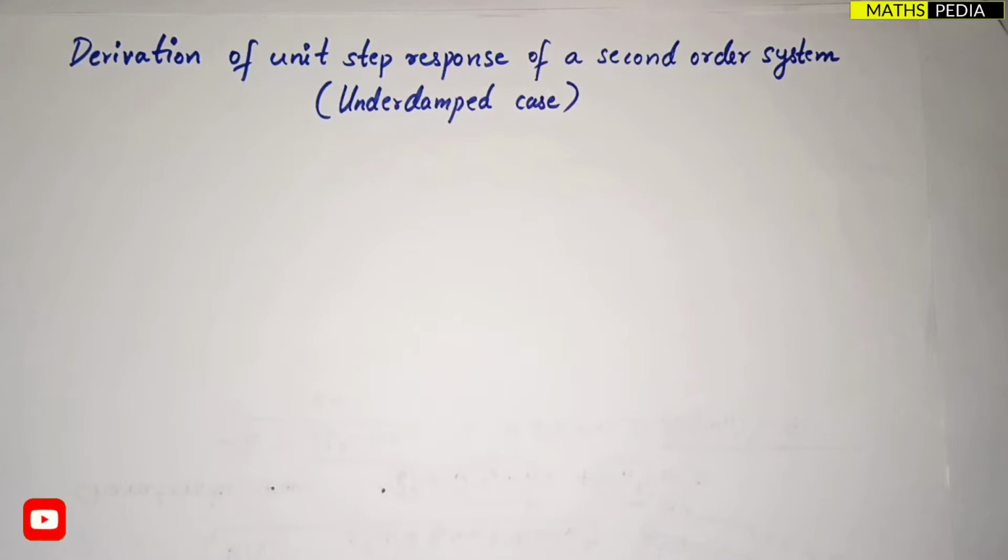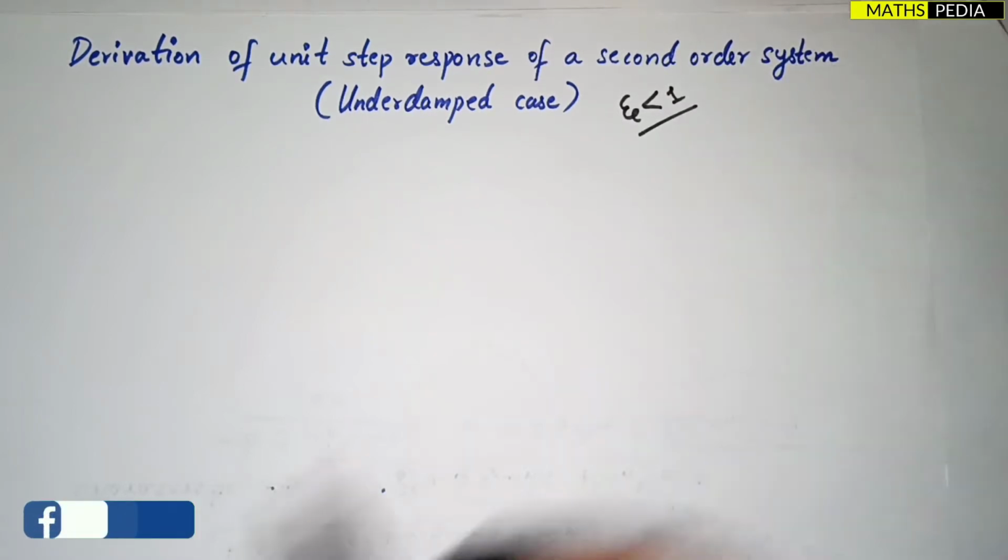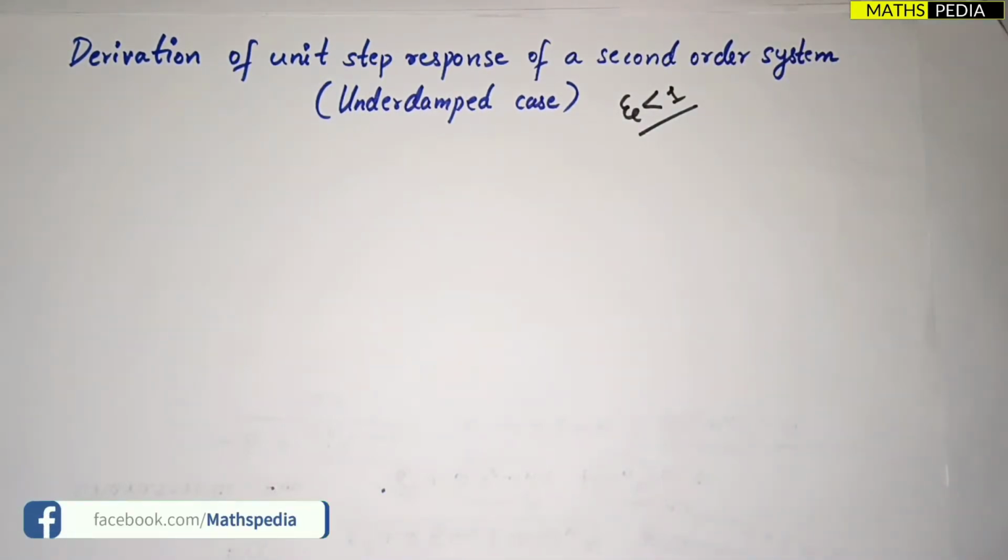Hello guys, in this video we'll be discussing the derivation of the unit step response of a second order system for the underdamped case. Underdamped basically means the zeta value will be less than 1. For that case we are going to discuss the derivation.